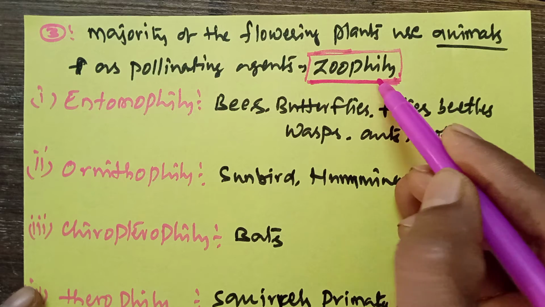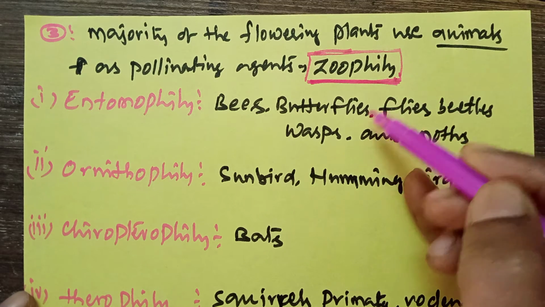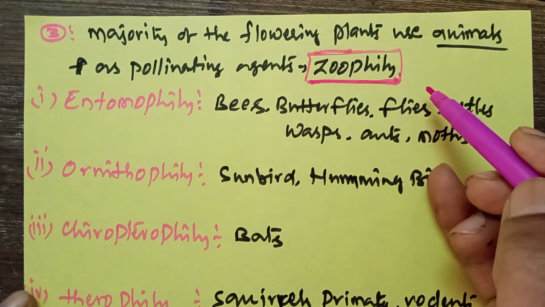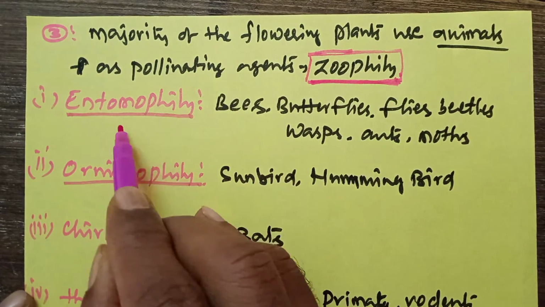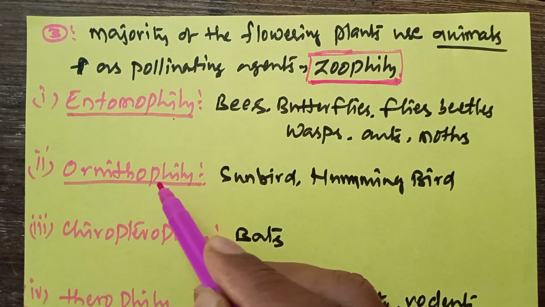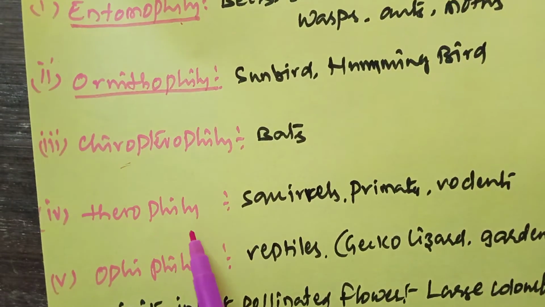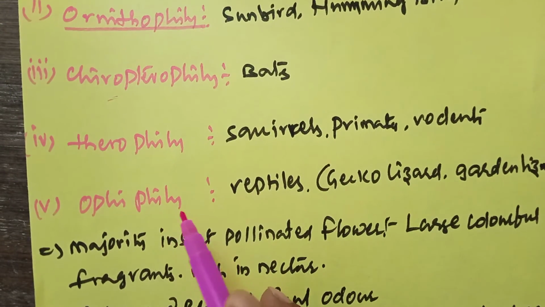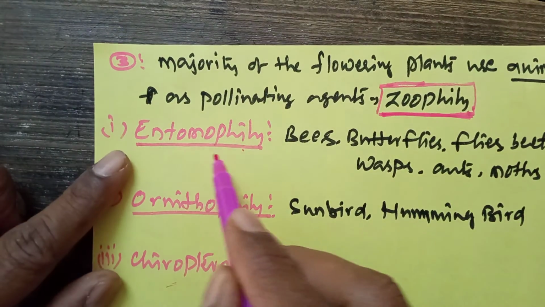Zoophily means different types of animals participate in the pollination process. Based on the types of animals, zoophily is again of different types: Entomophily, Ornithophily, Chiropterophily, Therophily, Ophiophily. So let us see the first, Entomophily.